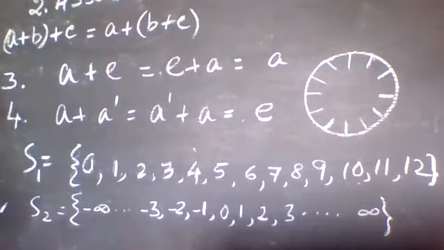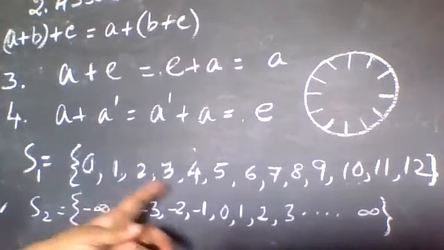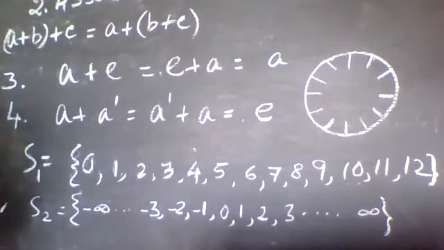For any number a of this set, the a prime will be minus a. And in this case, it is very interesting that if a is 5, then a prime is minus a, and the value of minus a will be 7. There will be no negative numbers. So I think this is an introduction of what is group.